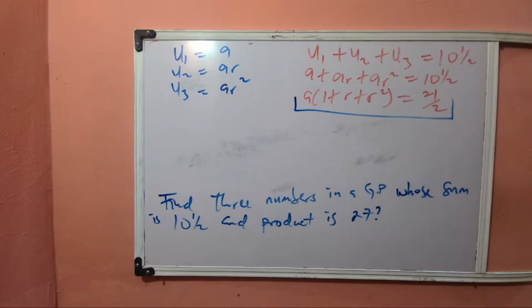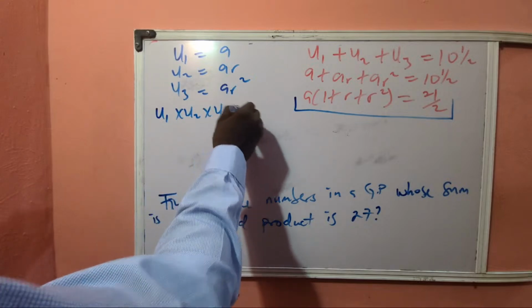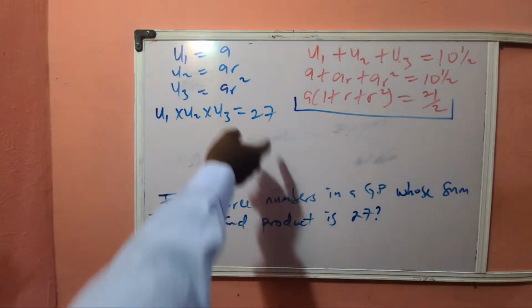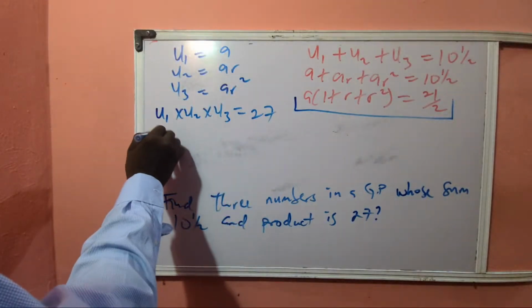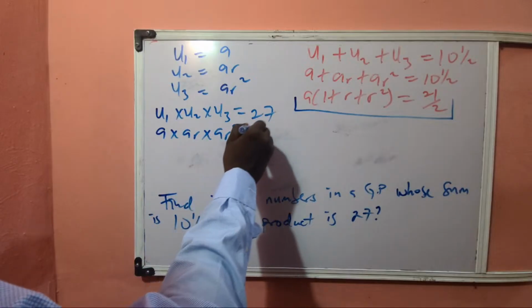So let's see. If the product is 27, that means I can easily say U1 times U2 times U3 equals 27. Of course, that's what they said. This is not me doing anything other than just interpreting the question. So the product is 27, so I can write it like this, and I can go on to write it in terms of a GP, where I make use of my terms. That's my A times AR square equals 27.